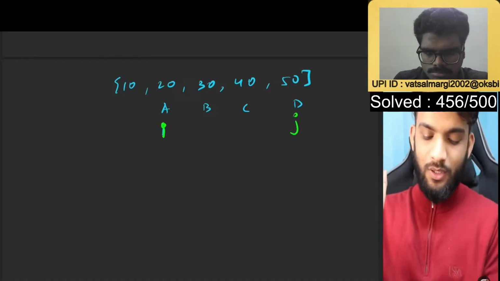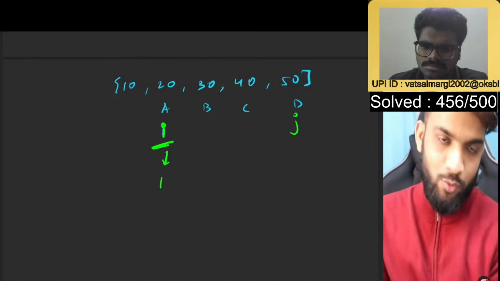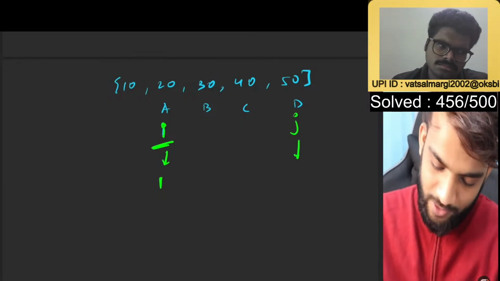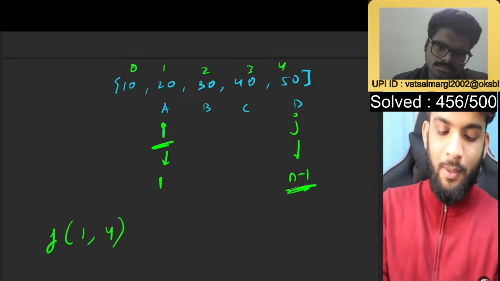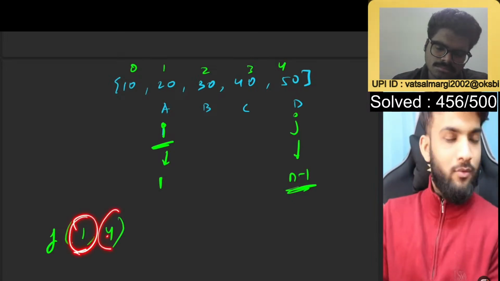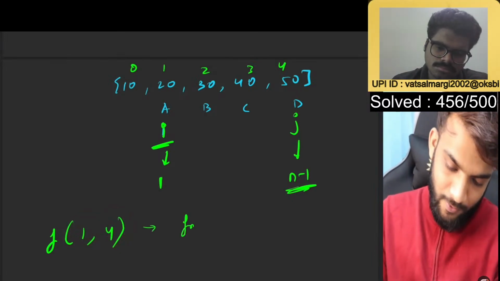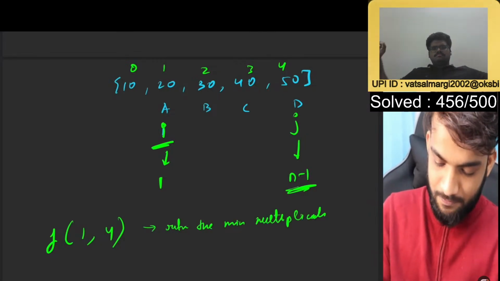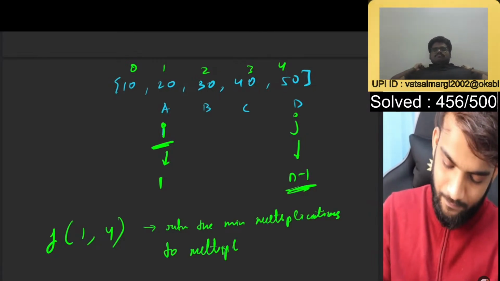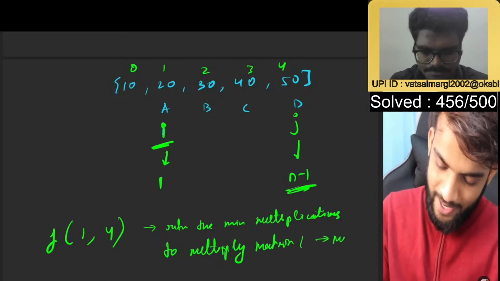My J will be the ending point. Thereby I can say the starting point is 1 and the ending point is n minus 1. Over here, can I say, please solve me f of 1, n minus 1, please solve me the matrix 1 to 4. In what way? Returns the minimum multiplications to multiply matrix 1 to matrix 4.